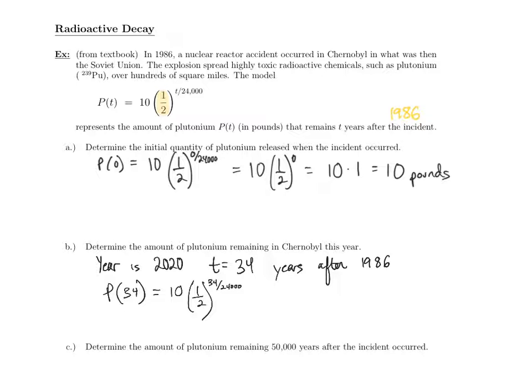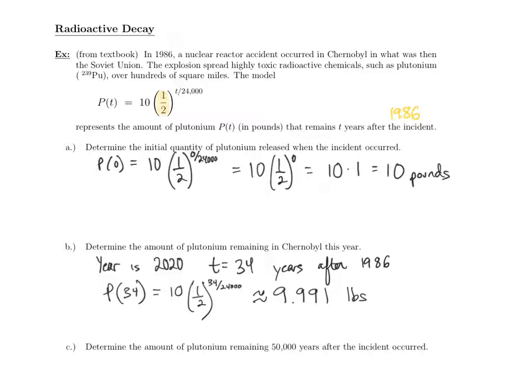And you can type this all into your calculator in one sweep. And the unfortunate result is that there's still 9.991 pounds of plutonium. So we started with 10 pounds and there's still 9.991 pounds. So this is exponential decay. But do you notice that my exponent up there isn't just T, it's T divided by 24,000. So it decays very, very slowly.